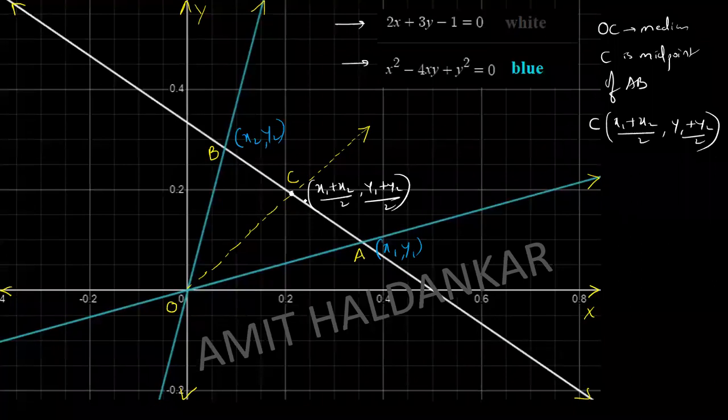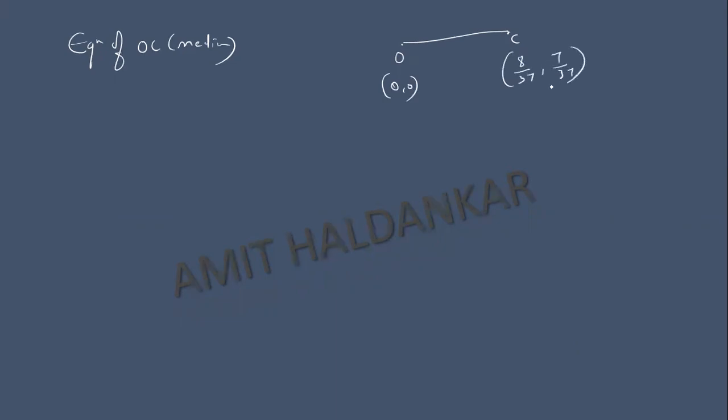Since you got the coordinates of C, we can use the 2-point form now. So the equation of OC, that is the median. Now O and C. O is 0 comma 0 and C is 8 by 37 comma 7 by 37. I'll use the 2-point form over here. What is the 2-point form? X minus x1 upon x1 minus x2 is equal to y minus y1 upon y1 minus y2. This is your x1 y1 and this is your x2 y2.